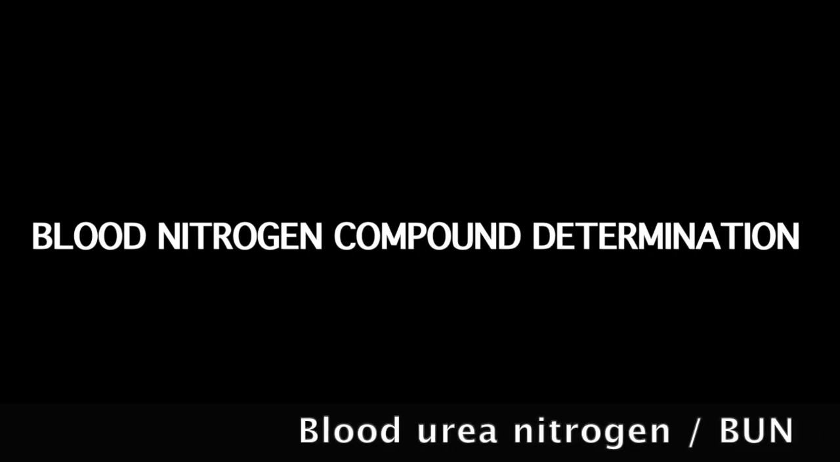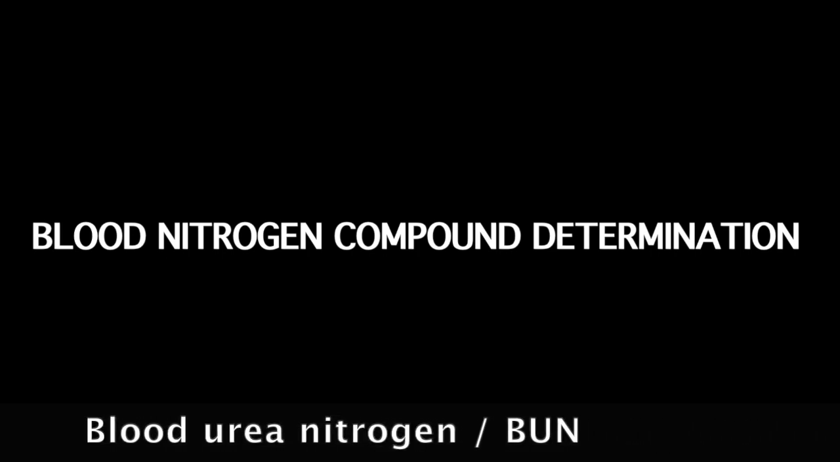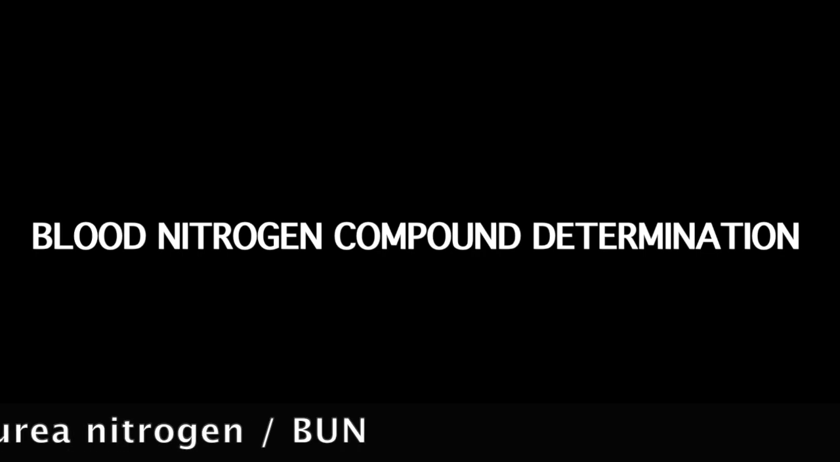Determination of nitrogen compounds in blood. In this section, you determine the levels of nitrogen compounds, which is derived from urea, called blood urea nitrogen, known as BUN, and of uric acid.